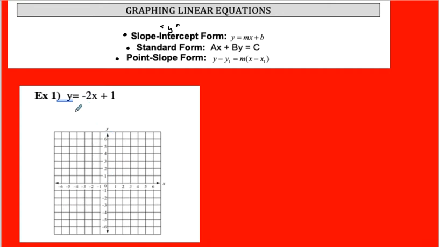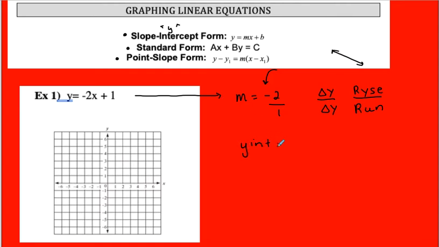All right, so this equation is in slope-intercept form. The first thing I want to do is write down my slope. My slope in this case is -2. If it helps, you can put it over 1. Now remember, slope is change in y over change in x, or rise over run. I want to pay really close attention to that negative, which means that my line is going to be falling from left to right. Then I'm going to write down my y-intercept.